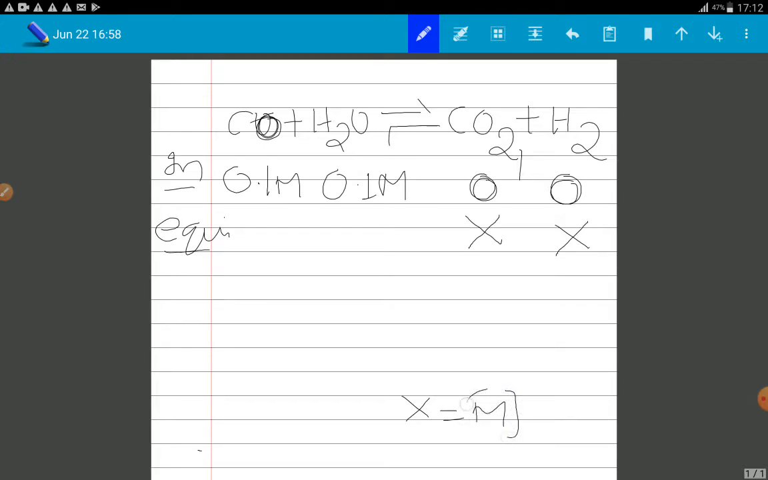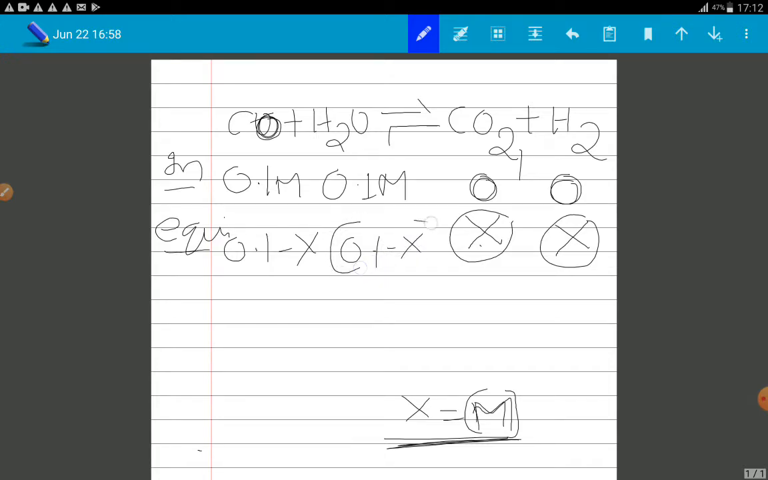Here x is nothing but molarity. We already discussed concentration, so we are going to express the concentration in molarity. Now on the reactant side, I am going to write 0.1 minus x. Here also 0.1 minus x.